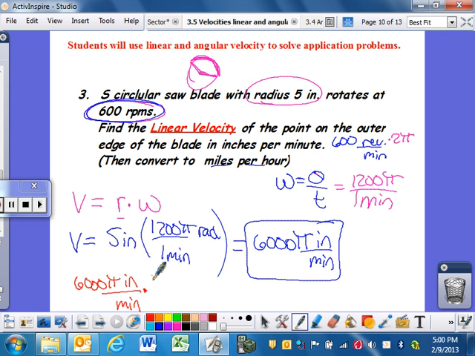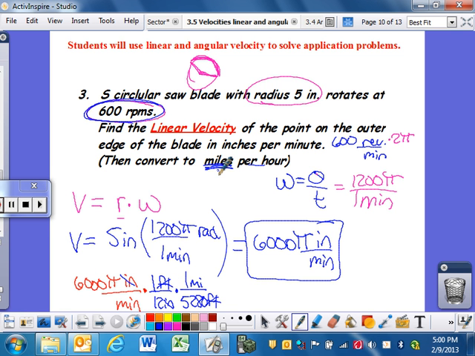I know that there are 12 inches in a foot. So I want to get rid of the inches. So I'm going to do that. So the inches cross out. That's my goal. I don't want feet though. So how many feet are in a mile? So I have 1 mile is 5,280 feet. Why is that important? Now I can cross out the feet. And now on the top I have miles, which is what I want.